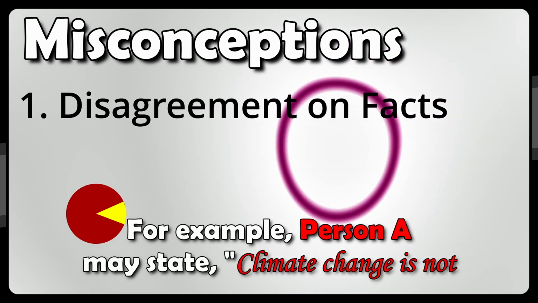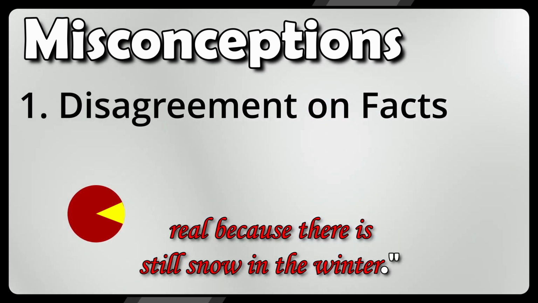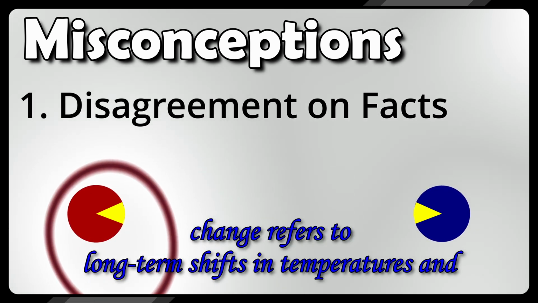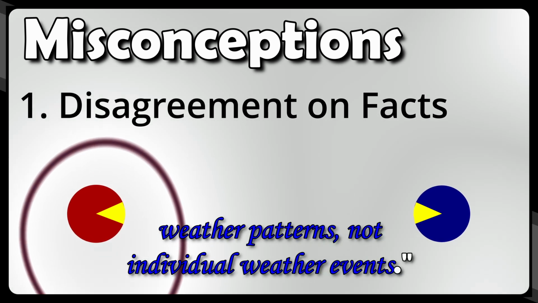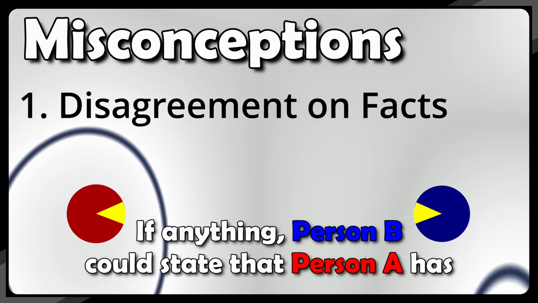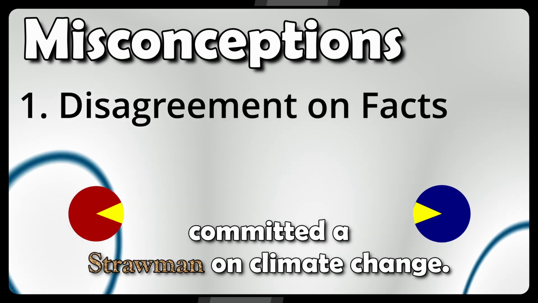For example, person A may state, "Climate change is not real because there is still snow in the winter." While person B responds with, "That's incorrect. Climate change refers to long-term shifts in temperatures and weather patterns, not individual weather events." If anything, person B could state that person A has committed a strawman on climate change.